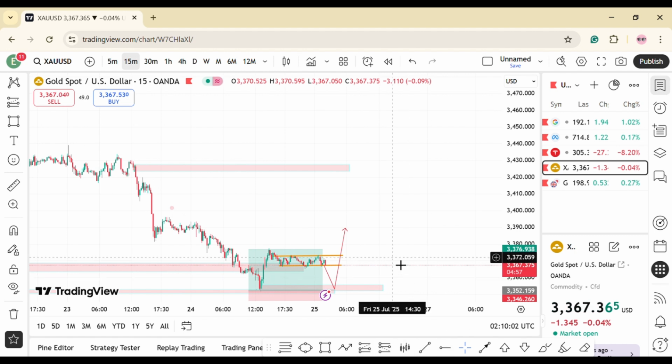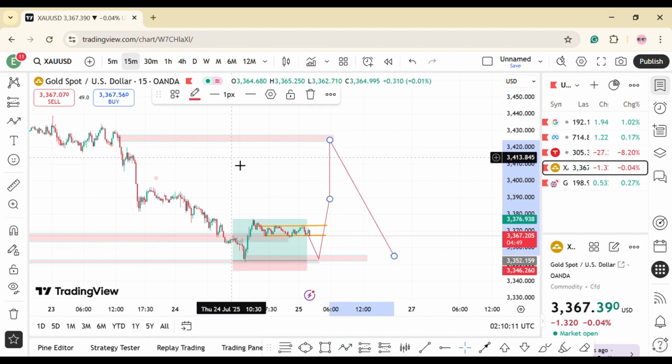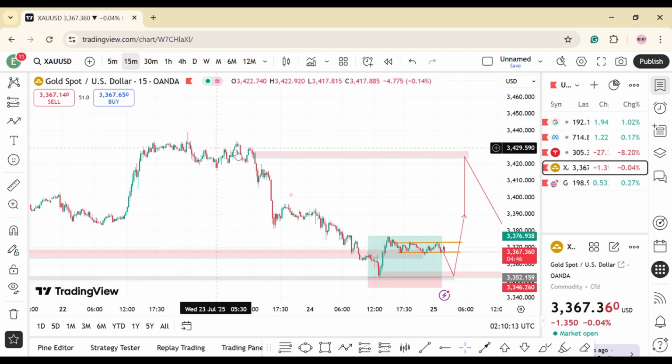So you wait for your entry confluence. You don't just buy randomly. Wait for market to get to this point and then sell. And there's two things involved here. You can also see multiple tops, so market can still use all this area as liquidity.